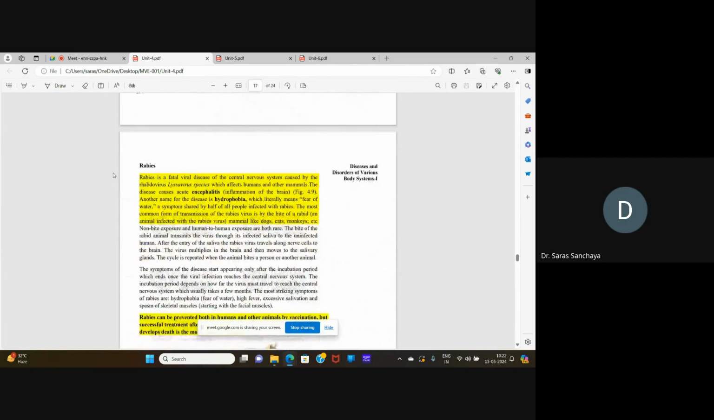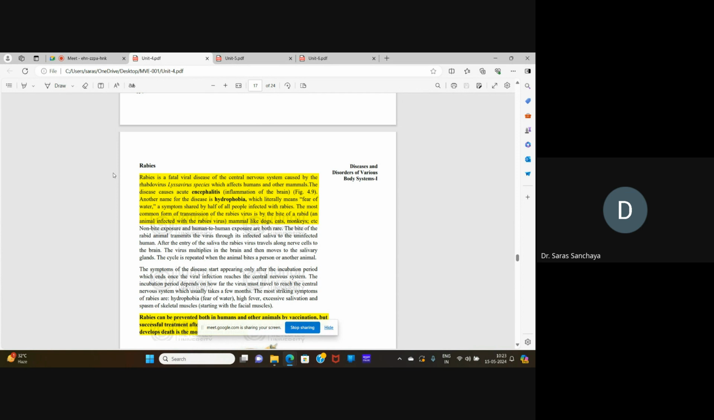Now we come to rabies. Rabies is a fatal viral disease of the central nervous system caused by the rhabdovirus, Lyssavirus species, which affects humans and other mammals also. The disease causes acute encephalitis, that is inflammation of the brain. Another name for the disease is hydrophobia, which literally means fear of water, which is a symptom shared by half of all the people infected with rabies.